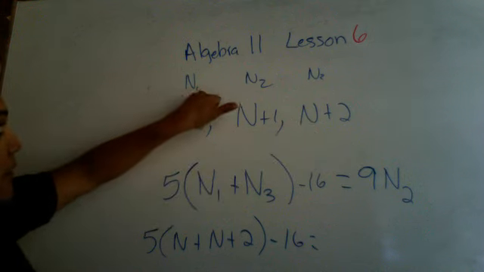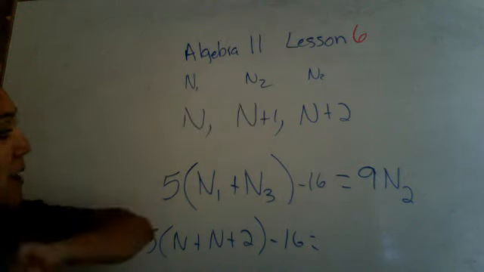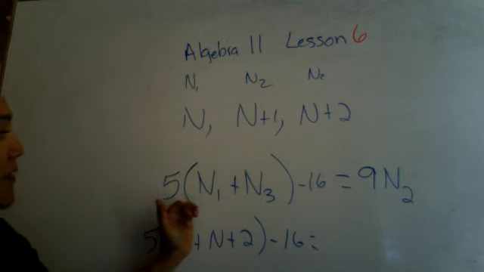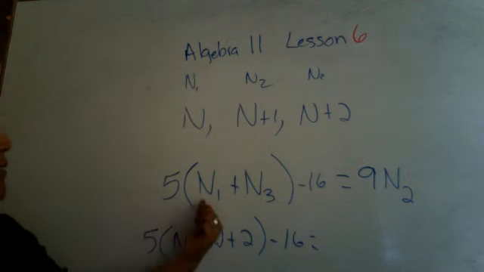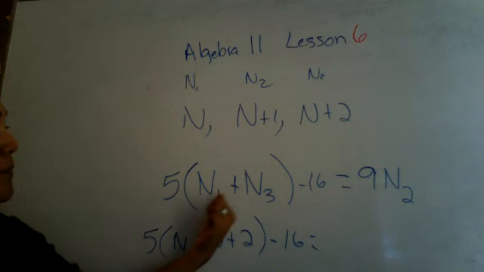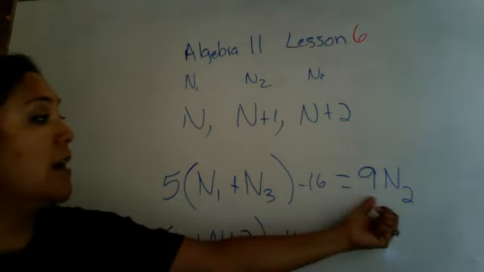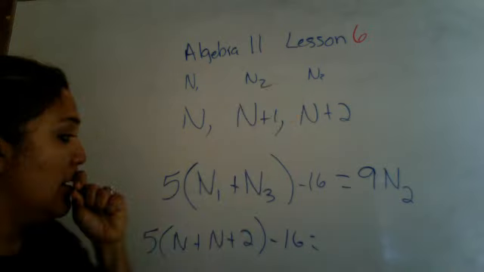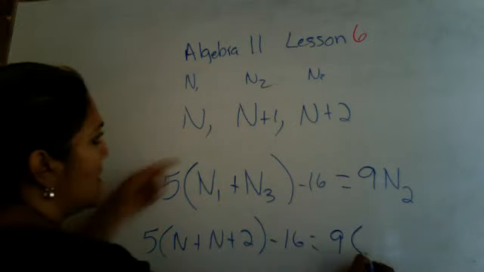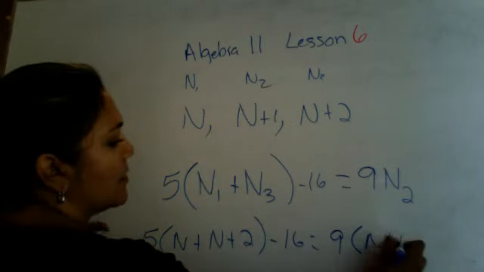Then I'm going to start with this is n1, this is n2, n3. Then I set up my problem. I said 5 times the sum of the first integer plus the third integer, so the sum of those two times 5 is 16 more than 9 times the second integer. So now I'm going to have n. What is n2? n plus 1.